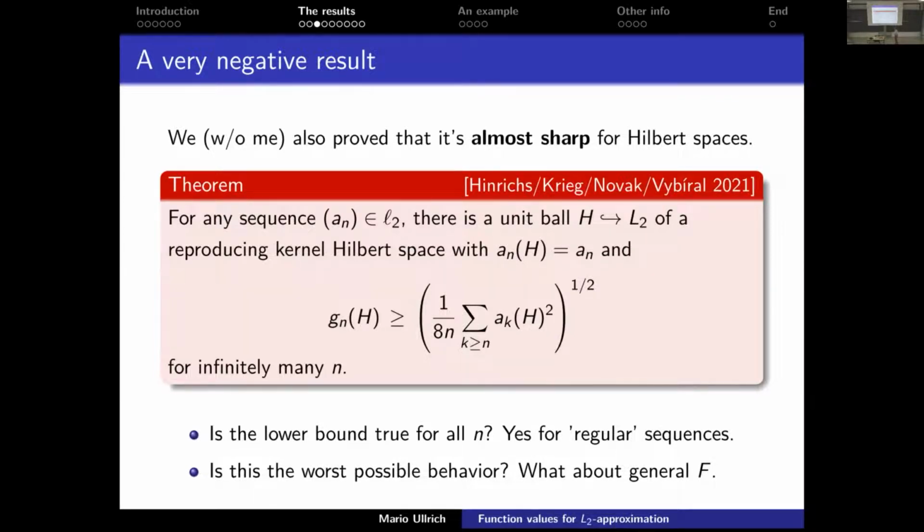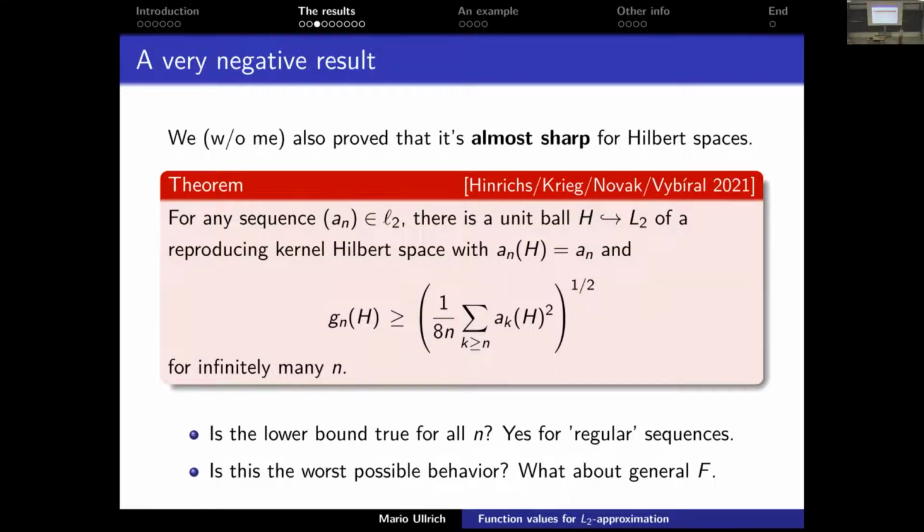So the question in this result here is: is this lower bound true for all n? And yes, the answer is yes if the sequence is regular enough. So for most examples we have, that's just yes. But at the moment, we don't know if you can find an example where this holds really for every n. So one might think that you can improve that a little bit, but we don't conjecture that.